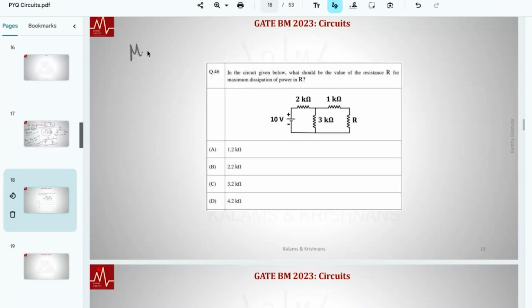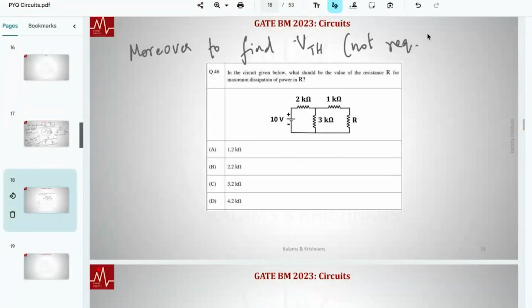Moreover, I have solved the problem. Moreover, to find VThevenin, which is not required for the given problem, let me take it just in case they ask it in a given problem. Again, remember, you have a load.